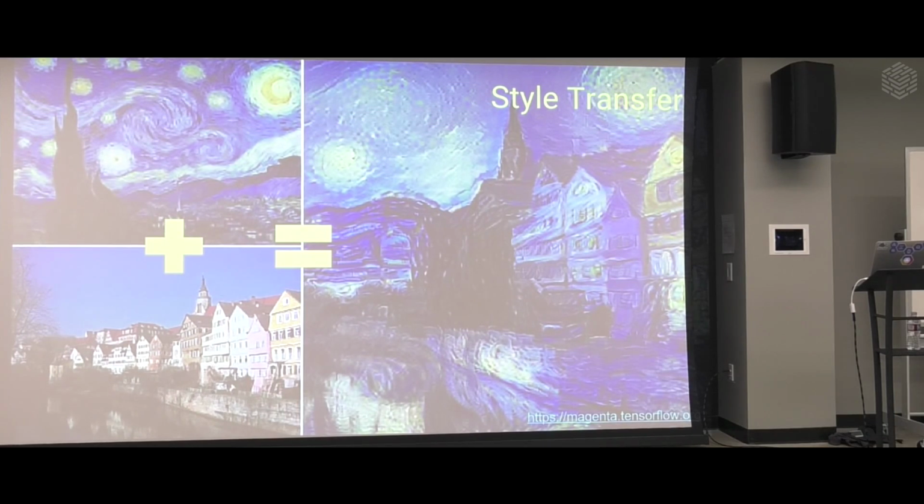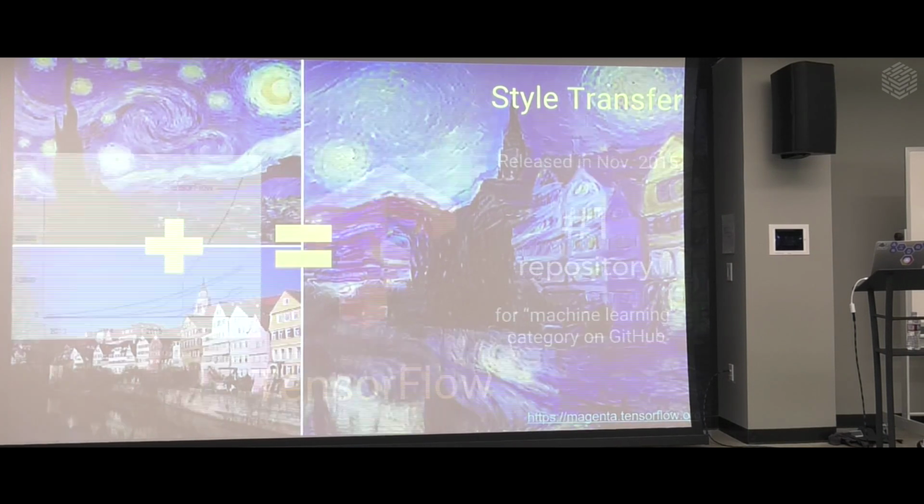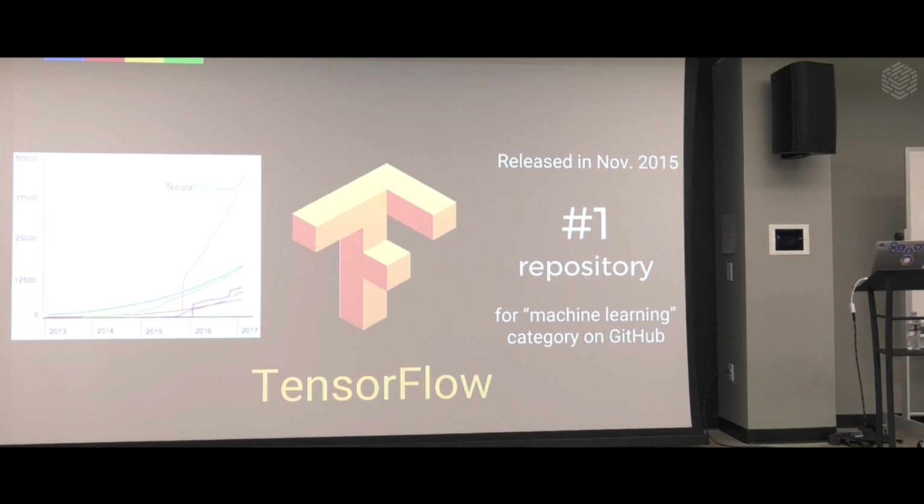Another example of that is this Van Gogh style transfer, where if we train a machine to recognize Van Gogh style, give it an input image of one of the canals in Amsterdam, we can output a Van Gogh version of the canal. And everything I've been showing you so far is being done with this library called TensorFlow. I might have said this earlier. It's now the most popular machine learning library and the most popular deep neural network library on GitHub, and it lets you build this kind of stuff.